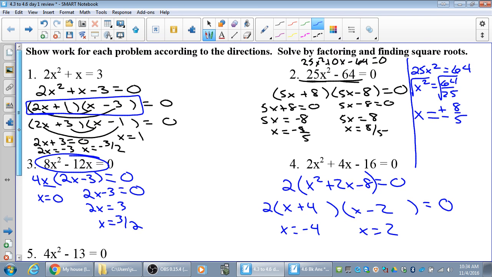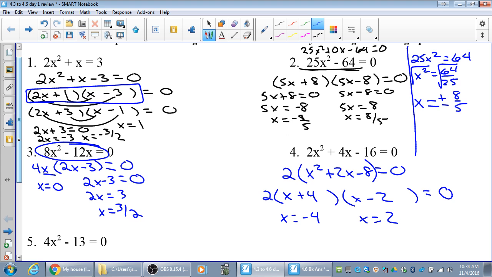Now, what's the difference between, and I know this says 4x squared minus 13 equals 0. Go ahead and write that down, please. First of all, please write the problems down.